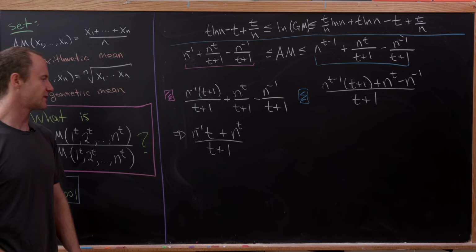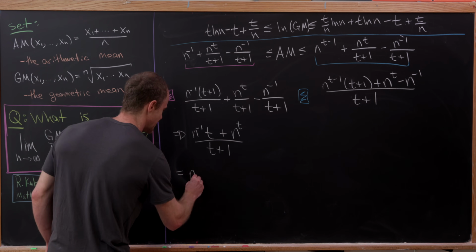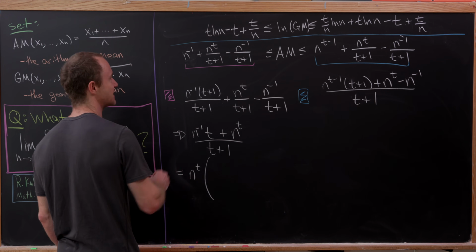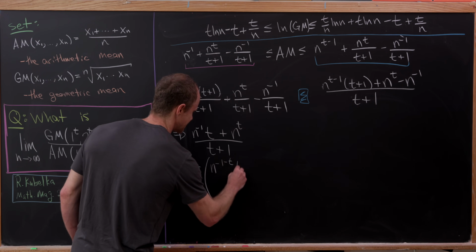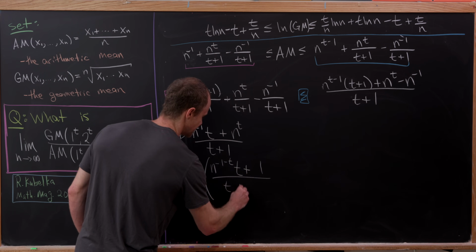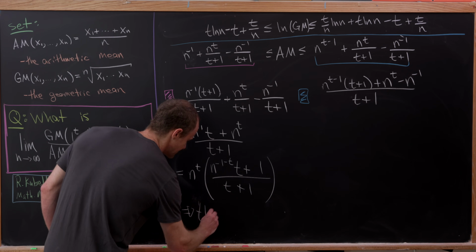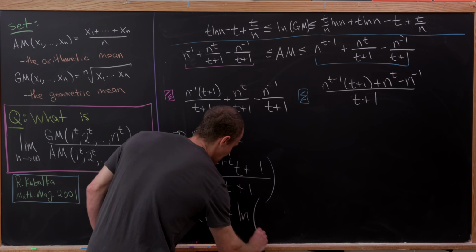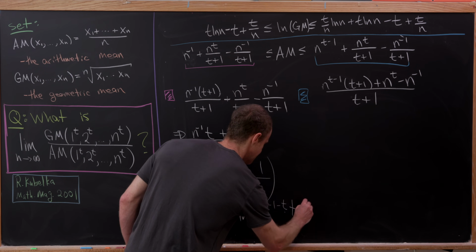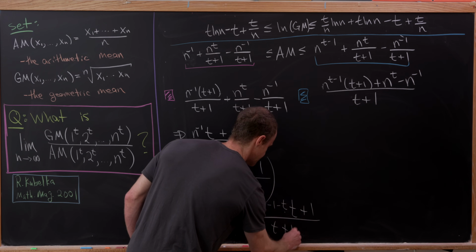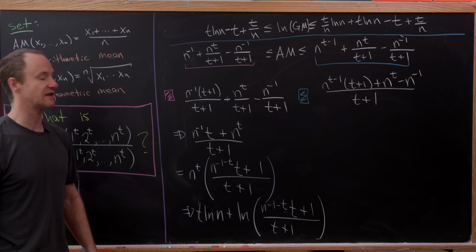And then let's see how we could simplify this, maybe by taking the natural log. Well, first, perhaps let's factor an n to the t out of this, just because I think that's going to play an important role. And then we'll be left with n to the minus 1 minus t times t plus 1 over t plus 1. And then perhaps we could take the log of this, and we'll see that we get t times the natural log of n plus the natural log of all of this other stuff, which is n to the minus 1 minus t times t plus 1 over t plus 1. Okay, so that's what we've got for this term right here after taking the log.